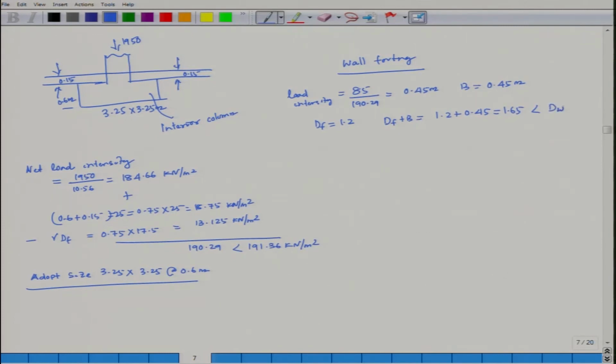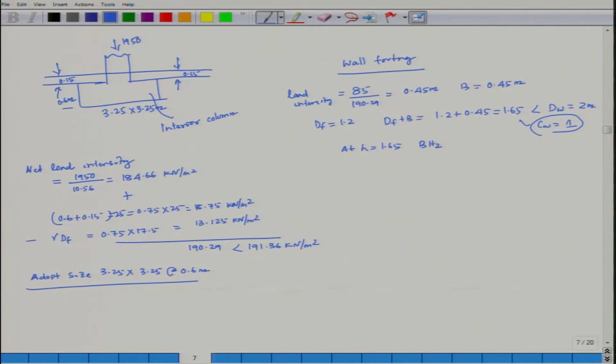1.65 is less than the water table depth, which is your 2 meter. Hence, if it is less than the water table, then the correction factor for the water table is equal to 1. So, at H is equal to 1.65.